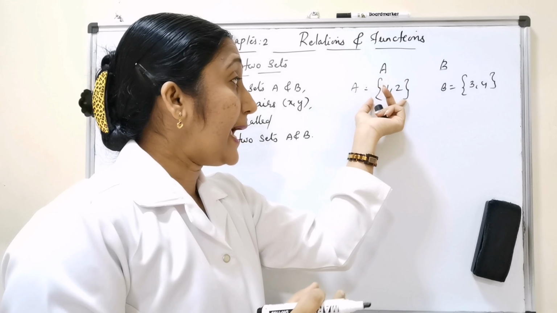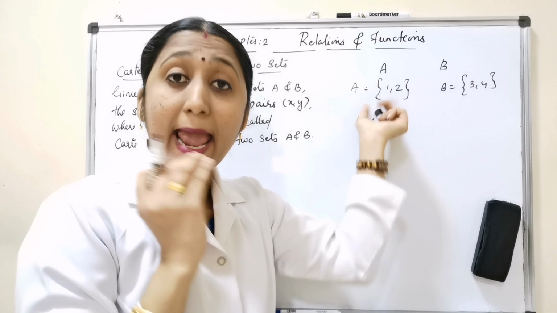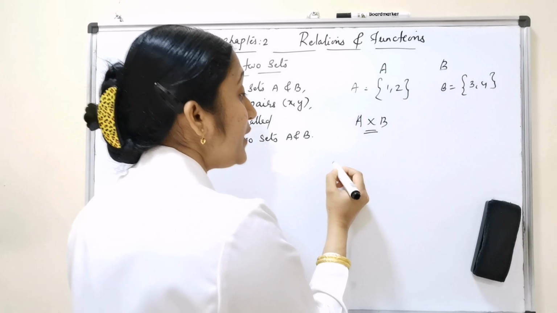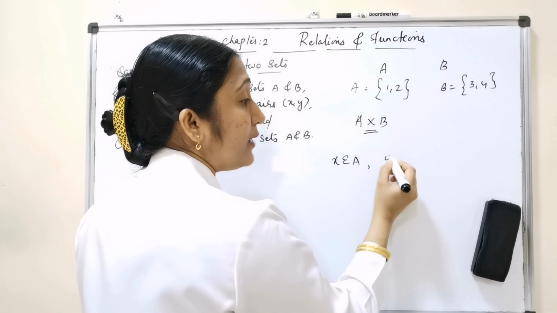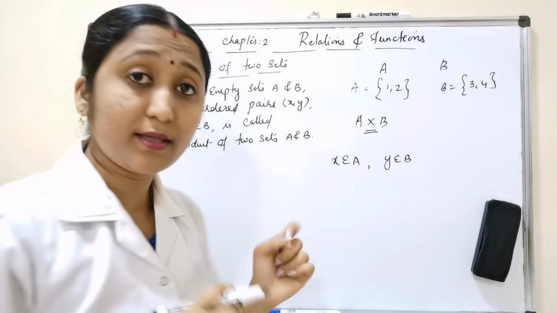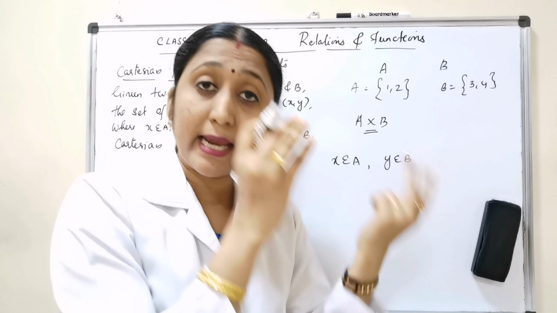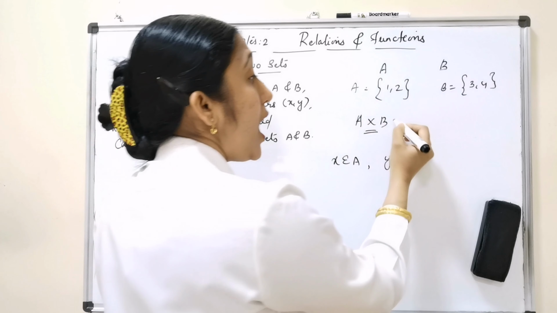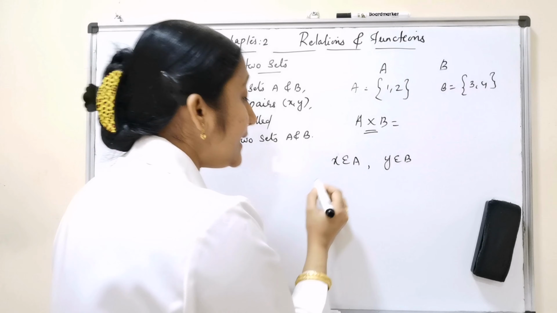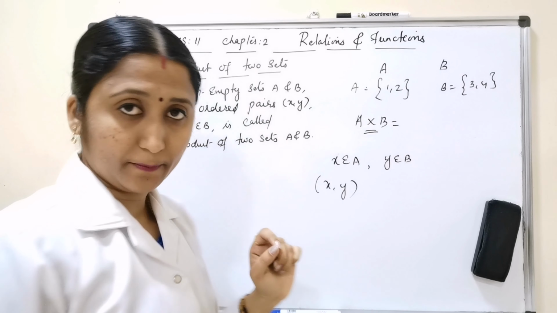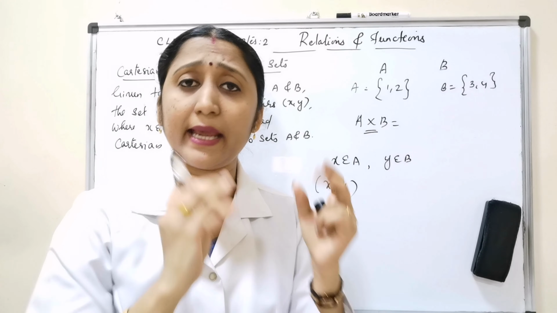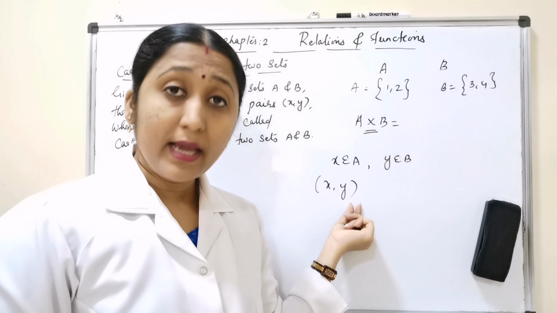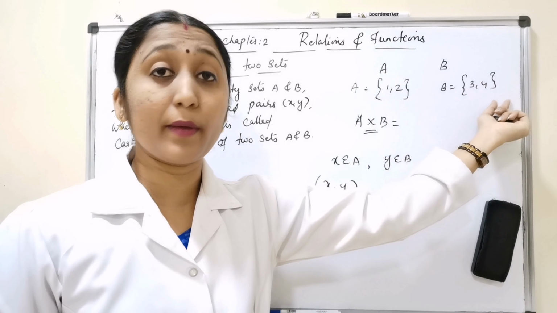The elements of A are the x coordinates and the elements of B are the y coordinates. That means x is an element of A and y is an element of B. So we write it as the ordered pair (x, y). Take the first element of the A set and pair it with the first element of the B set, next the first element with the second element of the B set.